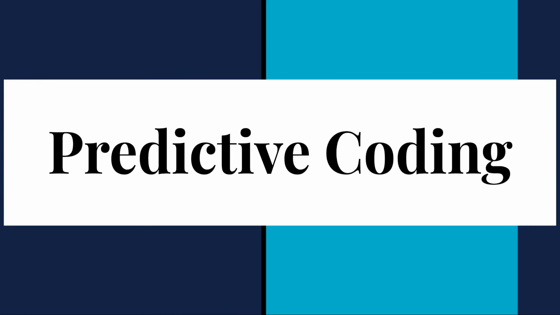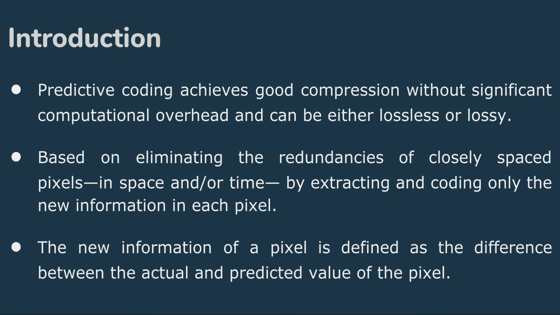In this video, we will see the concept of predictive coding. Predictive coding is a compression method used for compressing data or image or video, and we will see more about this in the coming slides. As an introduction, the predictive coding method is a simple method which can be used for either lossless or lossy compression and which achieves a good amount of compression.